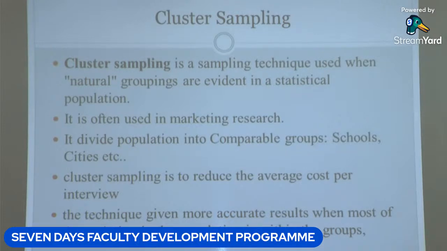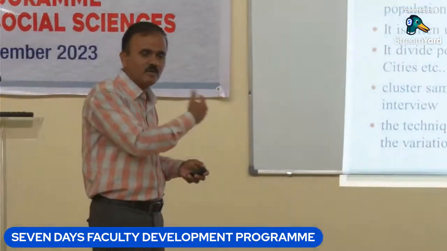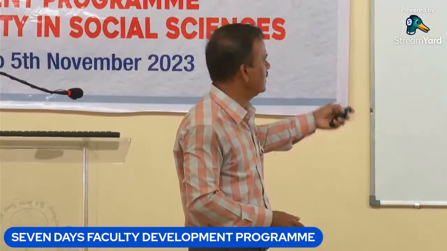That means you have to make clusters, you have to make groups. So within that group, again you have to select, and each cluster has again some particular homogeneous characteristics. That is called cluster grouping.